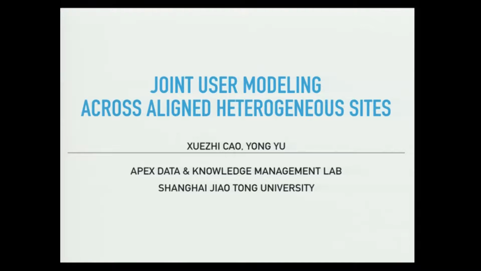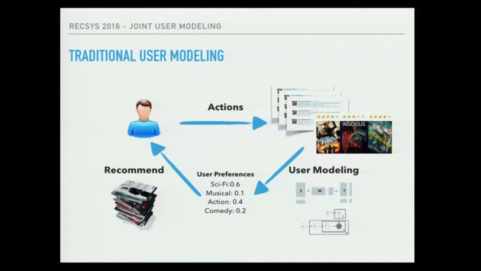Today I'm going to introduce our work, joint user modeling across aligned heterogeneous sites. First, let's review the traditional user modeling in existing recommender systems. Viewing from a user side, he or she first takes several actions in the target site. These actions may be microblogging, movie ratings, or online purchases.